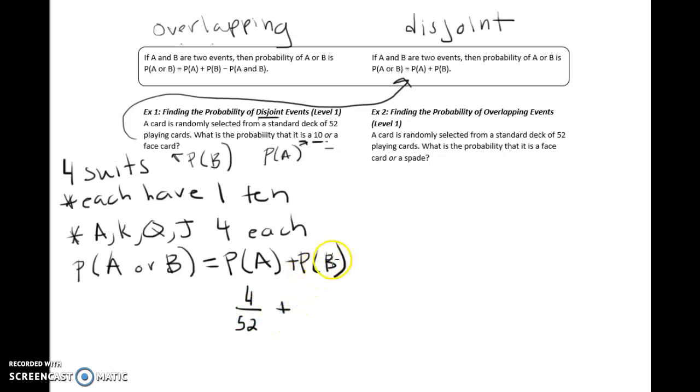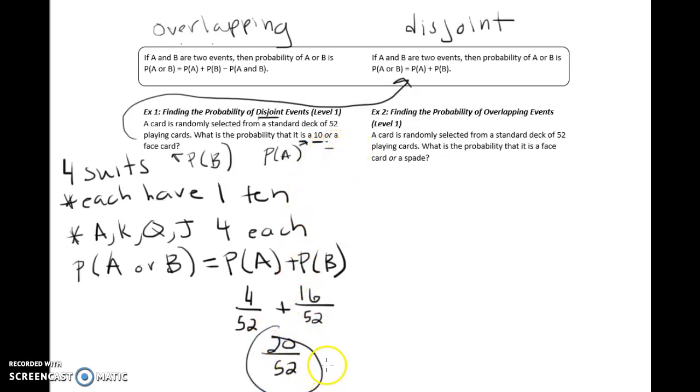And then plus the probability of B. Probability of B is having a face card. So we know that we have 4 suits and each of them has 4 face cards. So 4 times 4 is 16, so we'll have plus 16 over 52. If we add those together, we will have 20 over 52. So that is the probability that you would get a 10 or a face card.